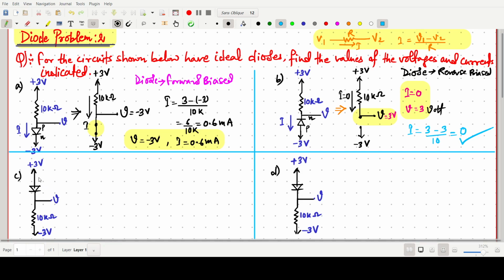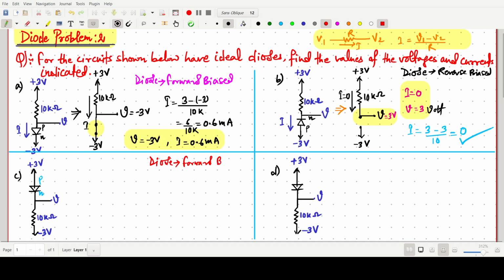So in the third one, this one is also P and N. P is the anode, connected to the positive terminal. So the diode is in the forward bias condition. Okay, so what we have to do, again we have to redraw the circuit.